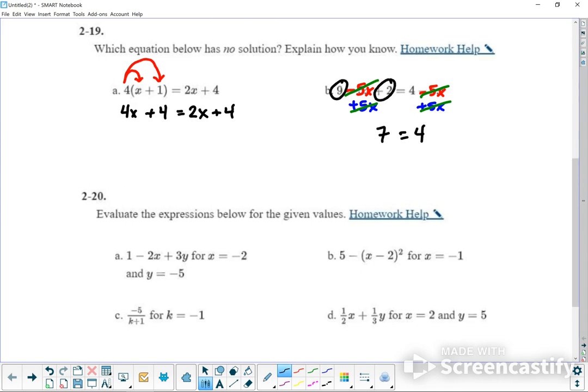Okay, what happens to the x? Well, all the x's died off, right? They got canceled away. So because there's no more x's, this one has no solution, because 7 does not equal 4. That's what we call a false statement. If it was 7 equals 7, then that would be a true statement, and that would actually mean that there's many solutions. But if I was solving this one, since I already got this started, I would go ahead and minus 2x.